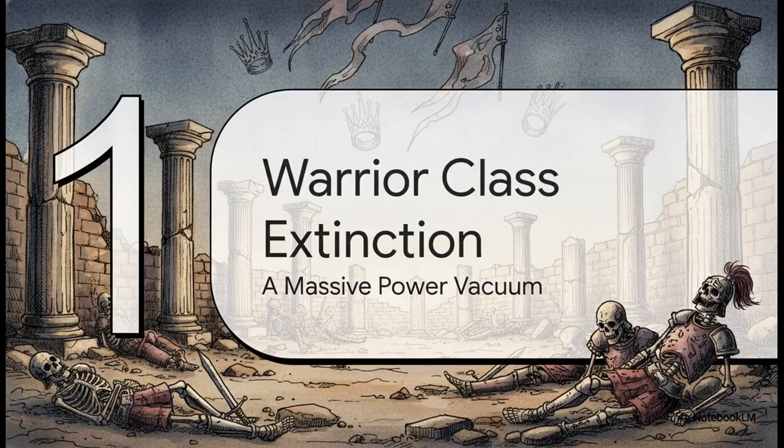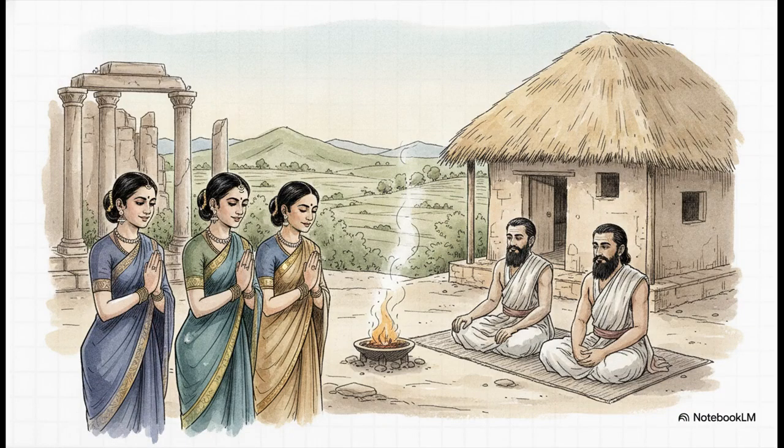Section 1. The warrior class extinction, a massive power vacuum. So this apocalyptic massacre left the Earth on the brink of total collapse. To resolve this macro-level crisis, the surviving royal Kshatriya women sought out wise priests, the Brahmanas, who were highly skilled in the sacred texts known as the Vedas. The text makes a really clear point here. They didn't do this out of lust, but purely from motives of virtue. They literally had to rebuild the warrior class from scratch to restore order to the Earth.